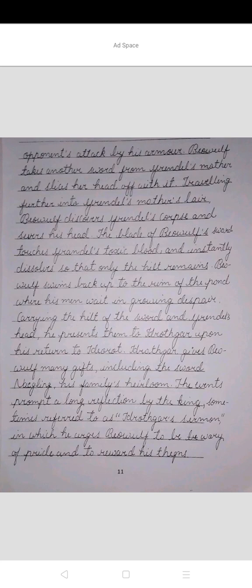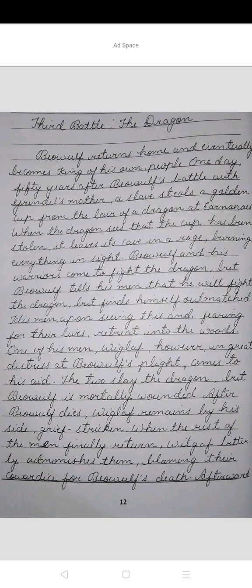And after that, there is also a third battle in Beowulf, that is the dragon. Beowulf returns home and eventually becomes king of his own people. One day, 50 years after Beowulf's battle with Grendel's mother, a slave steals a golden cup from the lair of a dragon at Earnaness. When the dragon sees that the cup has been stolen, it leaves its cave in a rage, burning everything in sight.